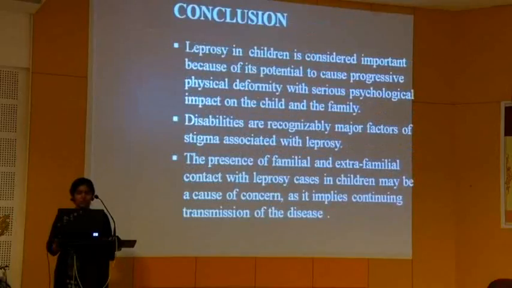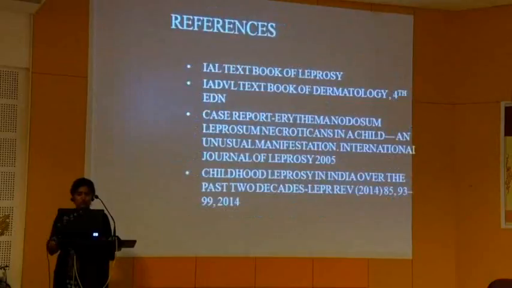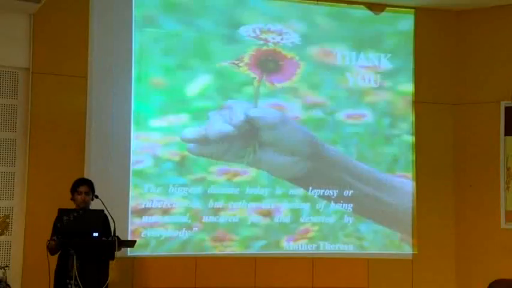In conclusion, leprosy in children is considered important because of its potential to cause progressive physical deformity with serious psychological impact on the child and the family. Disabilities are recognizably major factors of stigma associated with leprosy. The presence of familial and extrafamilial contact with leprosy cases in children may be a cause of concern as it implies continuing transmission of the disease. These are my references. Thank you.